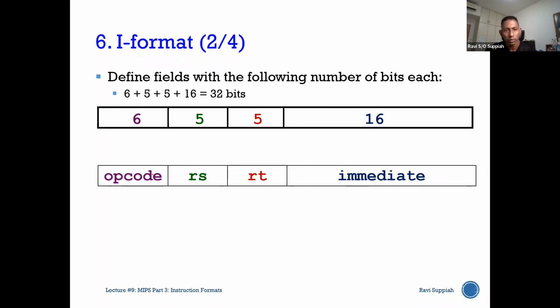So 6 bits for opcode. So like I said, the 6 bits for opcode is the one true constant. Okay, for every type of instruction, you will always have this 6 bits for the opcode. It will always be there. All right, but now you have your RS and RT. Okay, and then immediately after that, you have 16 bits of immediate value.